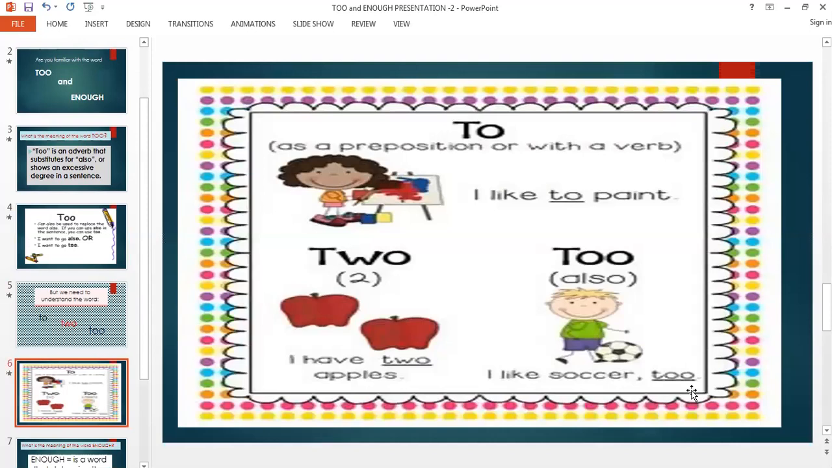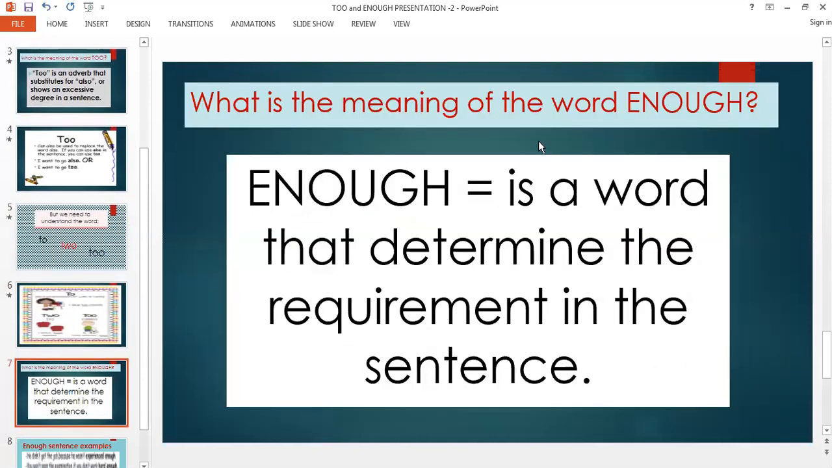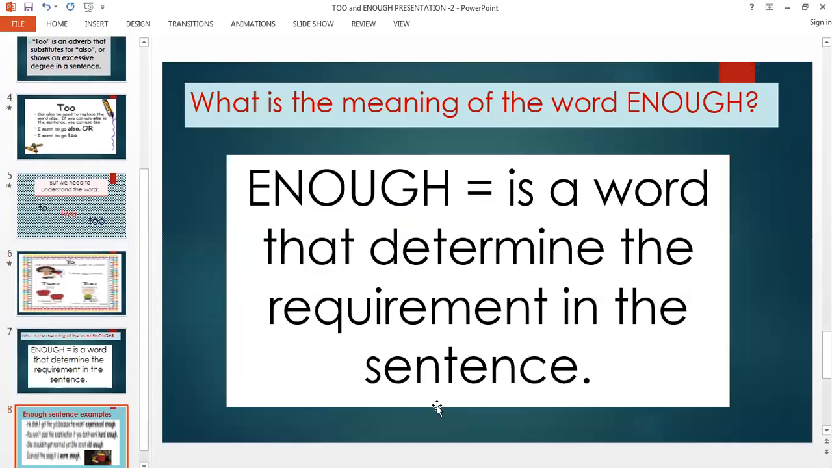Now, we'll go to the word "enough". "Enough" is a word that determines the requirements in the sentence. So now, "enough" here is the requirement in the sentence. In order for you to understand the word "enough" easily, let's go here, and then I will give you some examples for this.